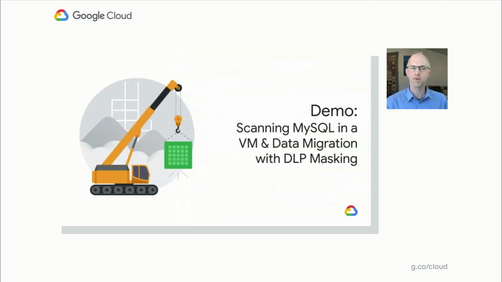Great. Now that we've shown you what a request looks like, let's move into an actual demo. In this demo, we're going to scan data that's running in a MySQL database on a virtual machine. We're going to inspect that data, and then we're going to migrate one of those tables over to BigQuery, using DLP again to do masking. That way we can protect that data as we migrate it from this virtual machine into a managed service like BigQuery. Great, let's get started on the demo.